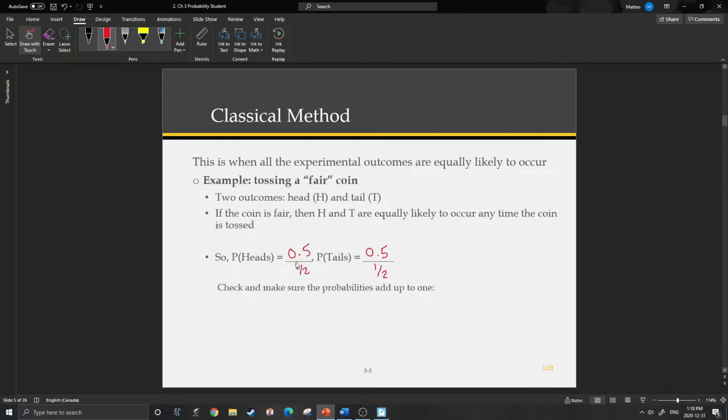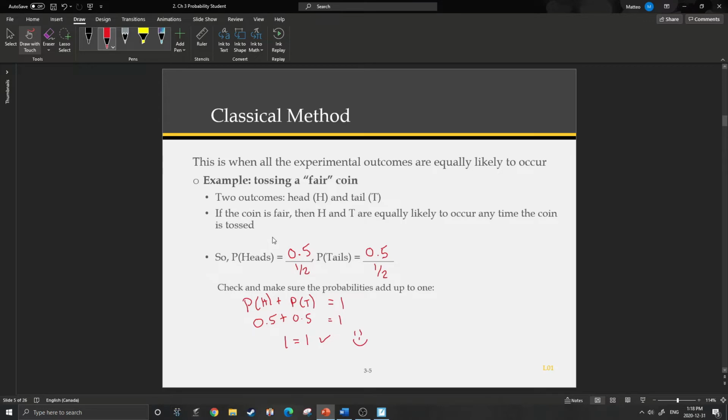Check and make sure the probabilities add up to 1. Well, probability of heads plus probability of tails must equal 1. Notice how I wrote this. Okay, so you'll get used to writing probabilities like this. So probability of heads is 0.5 plus the probability of tails is 0.5, and oh boy, does that equal 1? Yes, 1 equals 1. Hooray!